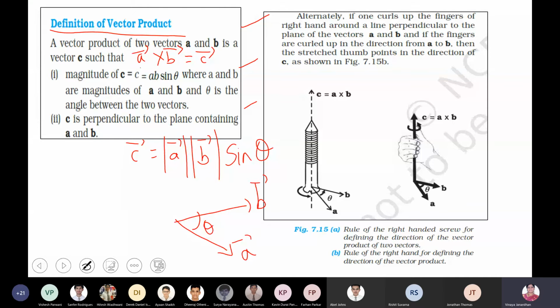And a very important concept is this. C vector is perpendicular to both A and B. If A vector and B vector are lying along the XY plane, then C will naturally lie along the Z axis. Are you clear, boys?